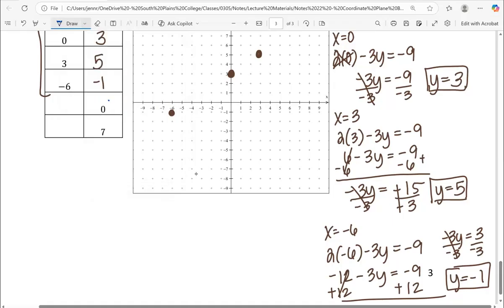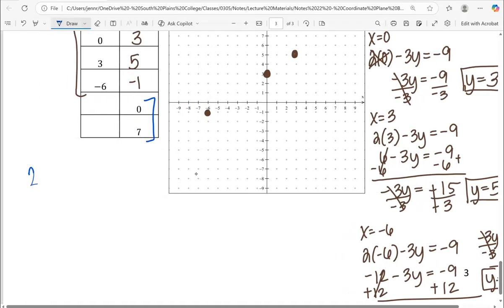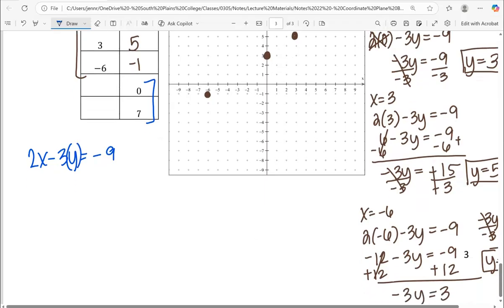Next, we're going to shift gears because they gave me y values instead. So going back to my original equation, because these are y values, I'm going to plug them into the y spot. So let's start off with y equals 0. Gives me 2x minus 3 times 0 equals negative 9. Now these are the nicest ones to us, again, because negative 3 times 0 zeroes out, giving me 2x equals negative 9.